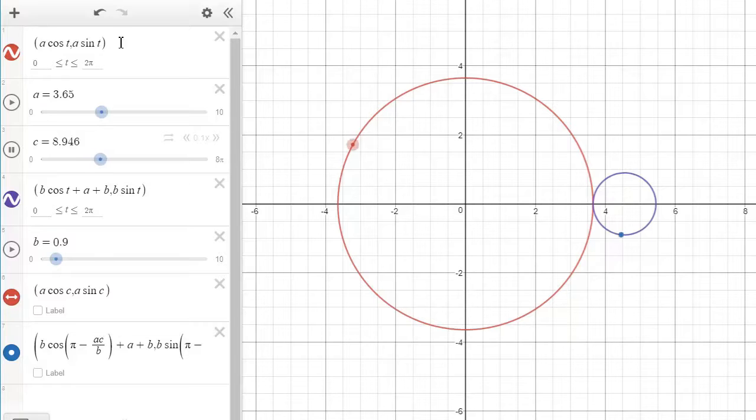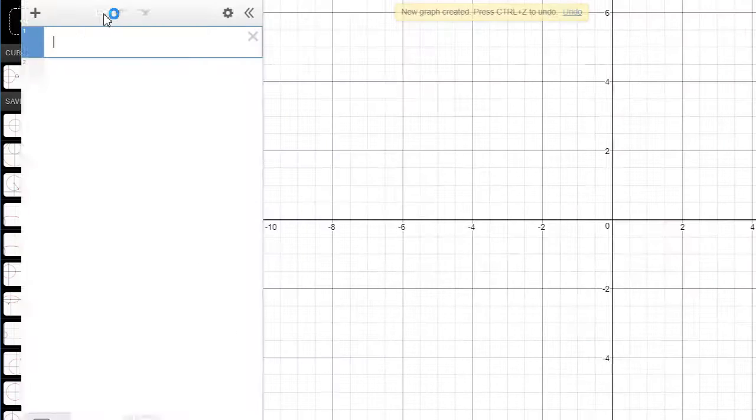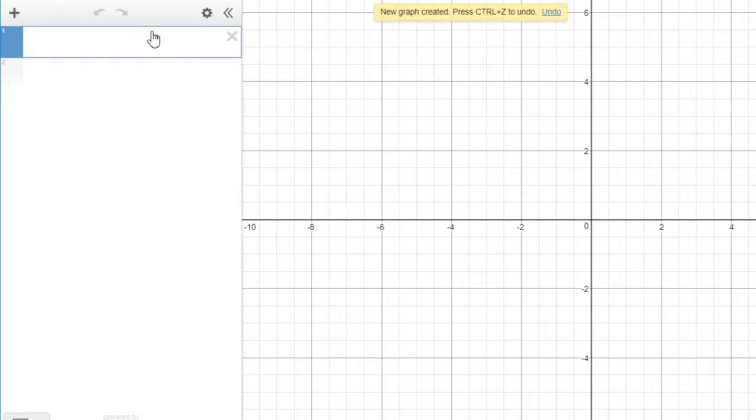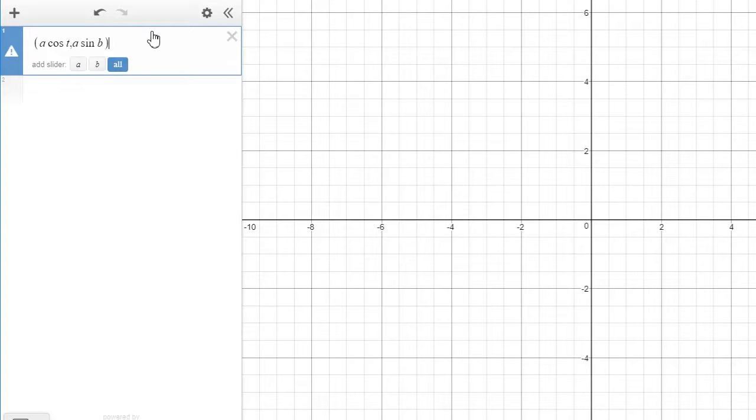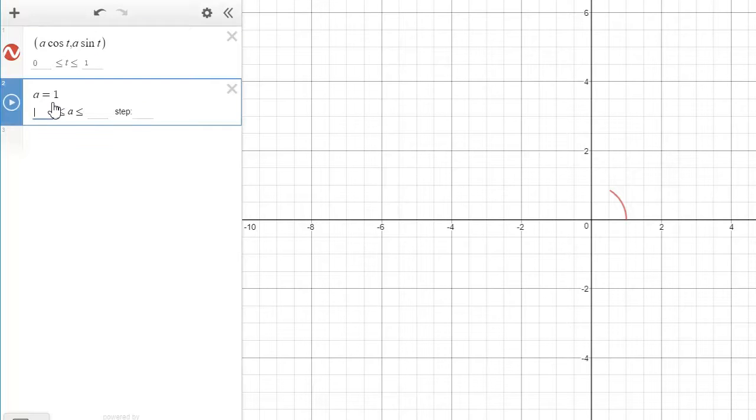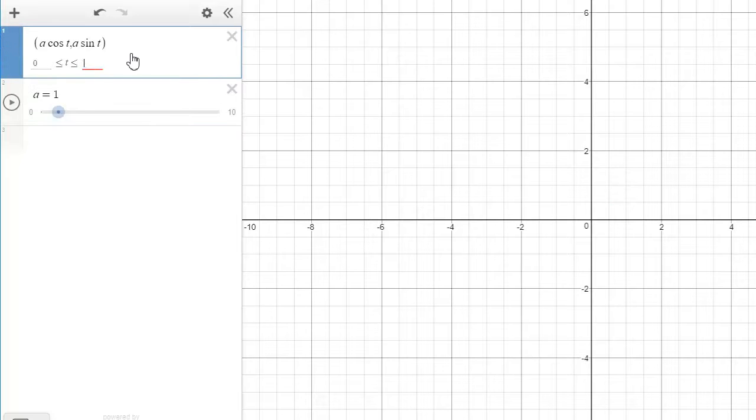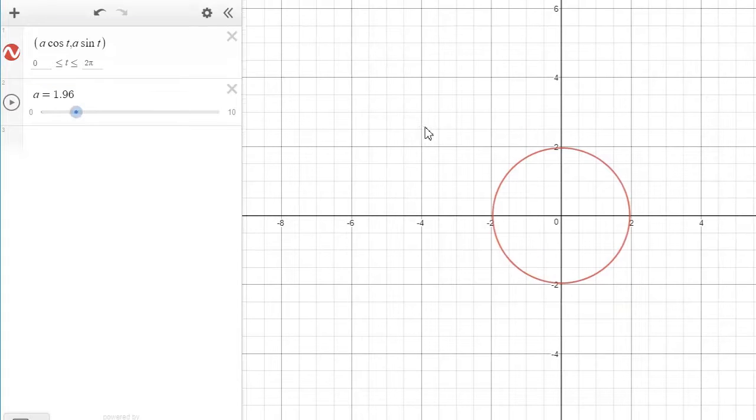So let's start out with a new graph. First create a big circle, which would be of radius A. I'm expecting you to know this: A cos t, comma A sine t. I'm expecting you to know why it's A cos t and A sine t. And then add a slider. A represents our radius. We want the radius to range from 0 to, let's say, 10. Okay, so we've got our circle, with t ranging from 0 to 2 pi. And now you can change the radius of your circle.